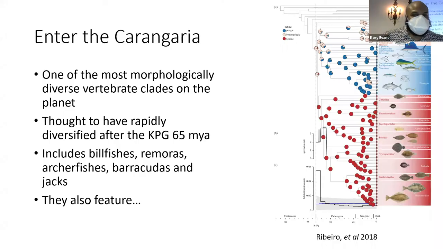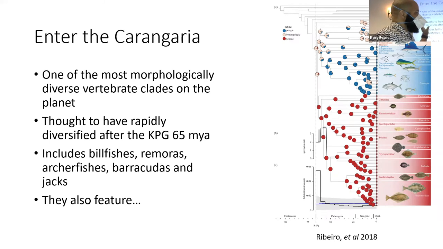So, let's talk about the Carangaria, or carangimorphs. This is one of the most morphologically diverse clades of vertebrates on the planet. It includes some very, very charismatic fishes, including things like billfish, mahi-mahi, barracudas, remoras, all these really charismatic, morphologically diverse fishes that also taste pretty good. This group is fairly special because they rapidly diversified about 66 million years ago, after the extinction. And you got some really, really weird fish out of it.